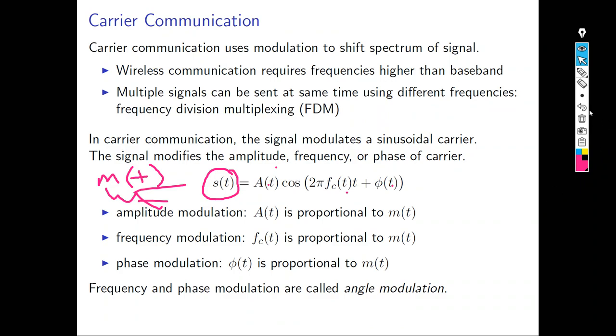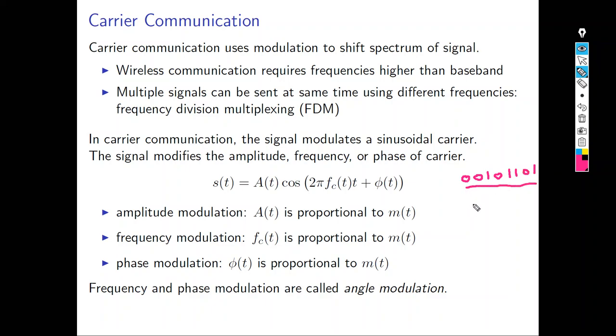Take an example here. Suppose your signal has this sequence of 8 bits. Yes? And you want to transmit them. So this, you call it M of T. This is your message.